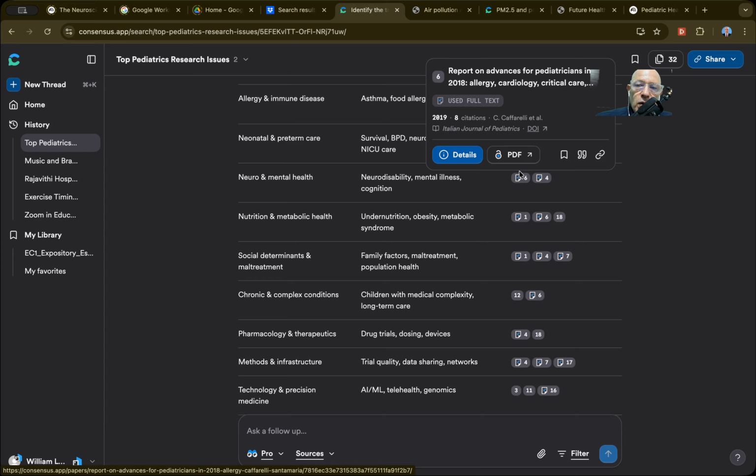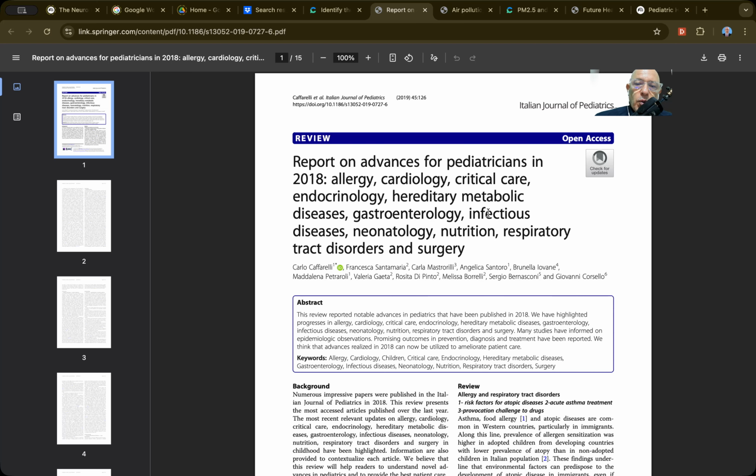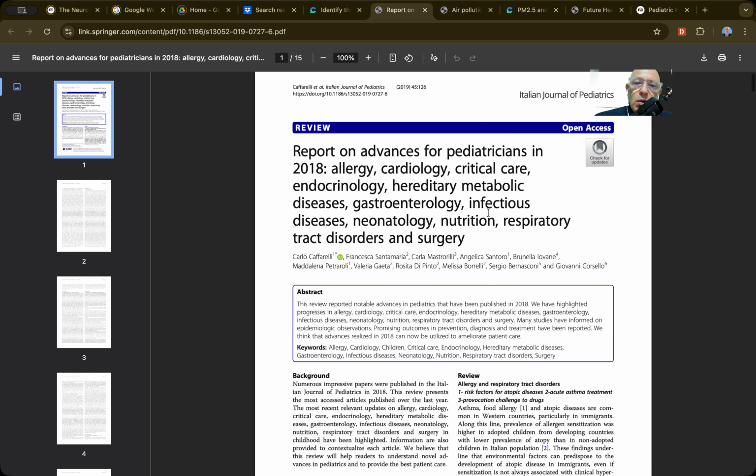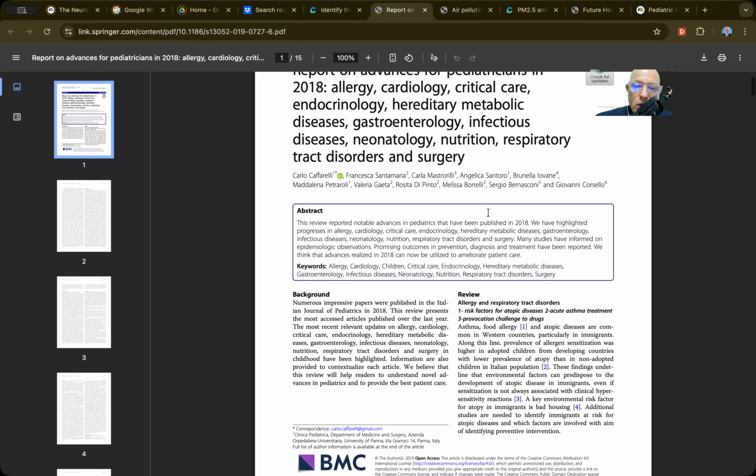Some of our research papers are behind paywalls and require a subscription. And Rajawati should have a large, yeah, here we go. And this is downloaded, an Italian Journal of Pediatrics. It's in English.